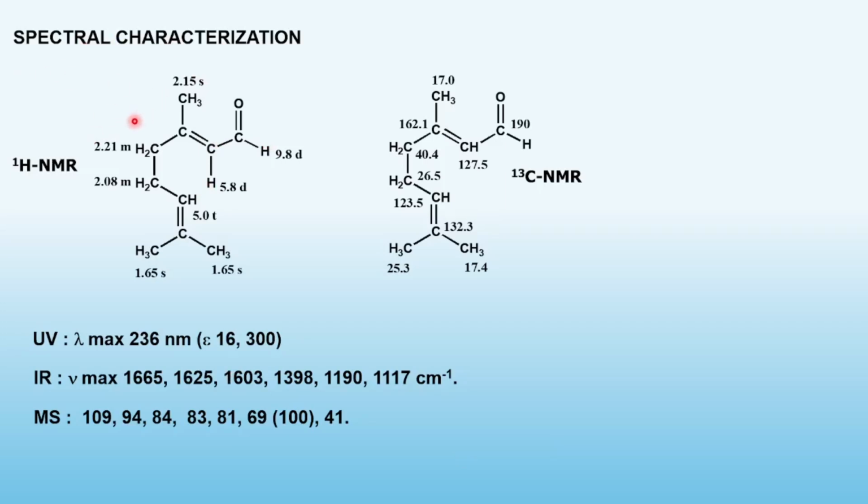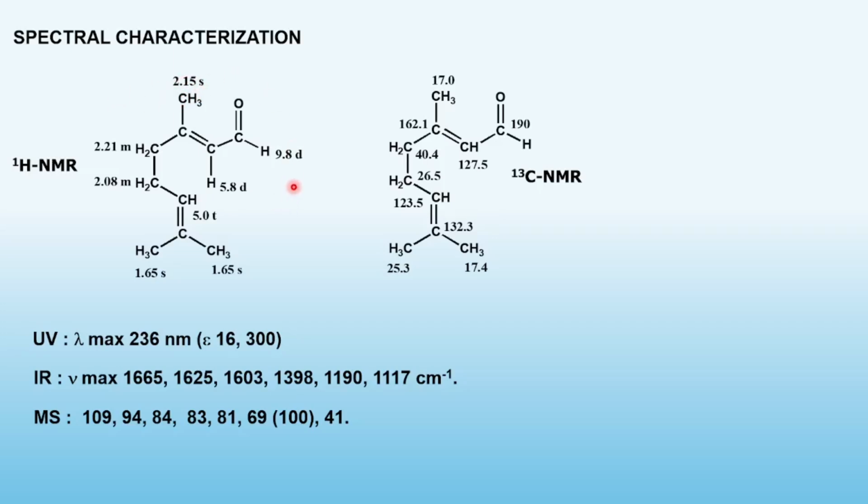There is a spectral characterization of the citral. Here is a proton NMR. Prominent signals appeared in different regions. Here the methyl groups appeared at 1.65, 1.65 as singlets, along with 2.15. This methyl signal moved downfield due to the alpha beta unsaturation of the carbonyl group. So the withdrawing effect shifts the singlet to 2.15.